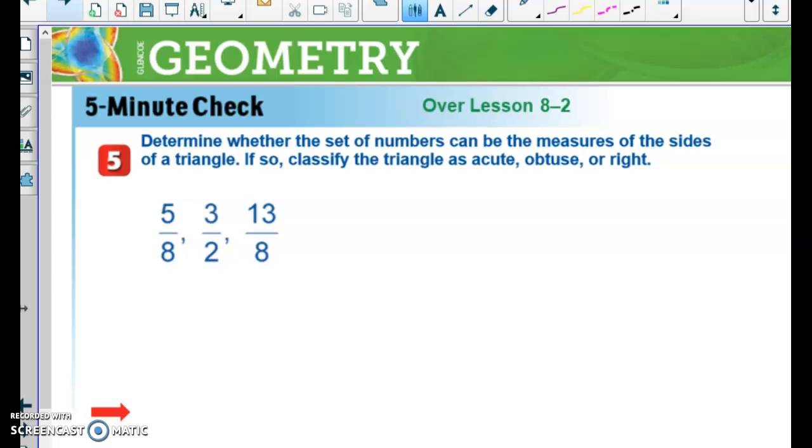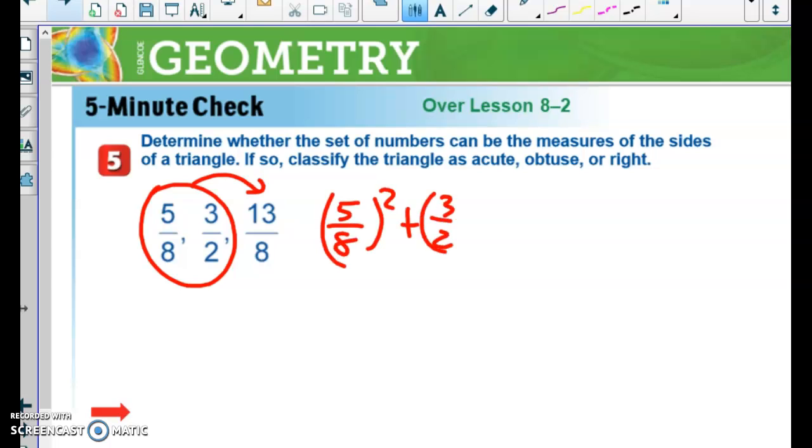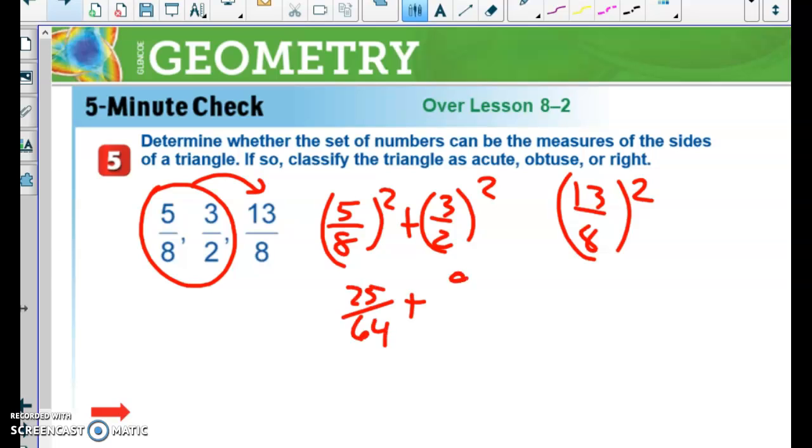All right, so I want to determine if these are acute, obtuse, or right. Again, the two smaller numbers have to add up to greater than the third one. And so it does, so I'm going to do 5/8 squared plus 3/2 squared and 13/8 squared. And I get 25/64 plus 9/4, and 169 over 64.